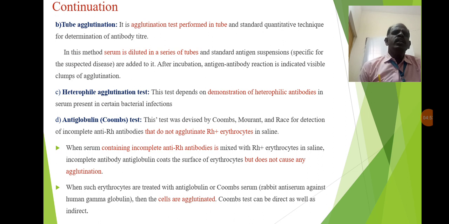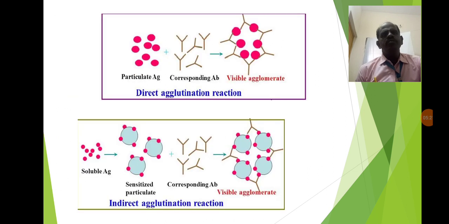When serum containing incomplete anti-Rh antibodies is mixed with Rh positive erythrocytes in saline, the incomplete antibody coats the surface of the erythrocytes but does not cause any agglutination. When such erythrocytes are treated with antiglobulin or Coombs serum, then the cells are agglutinated, and the Coombs test can be direct as well as indirect.